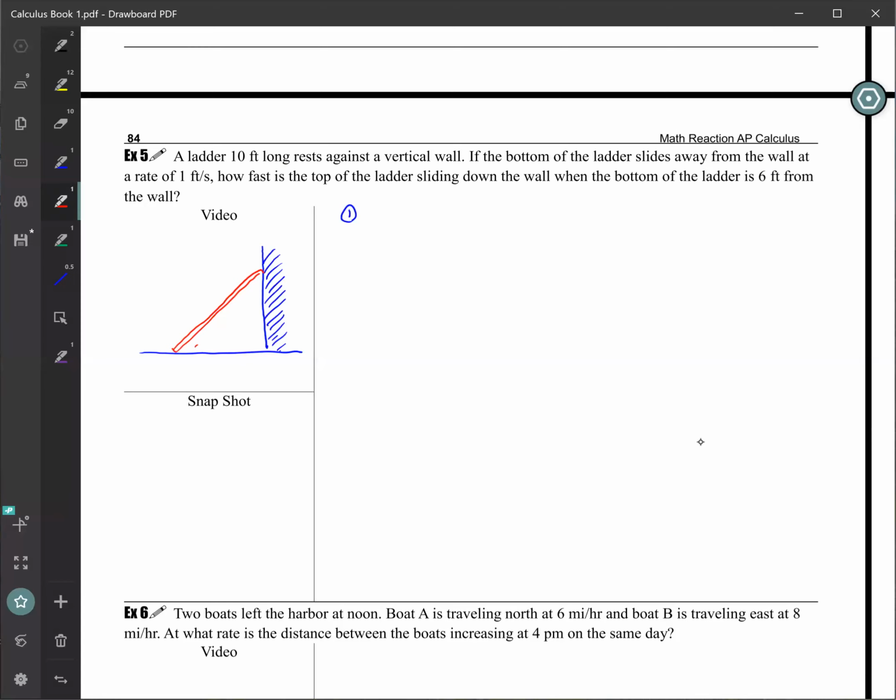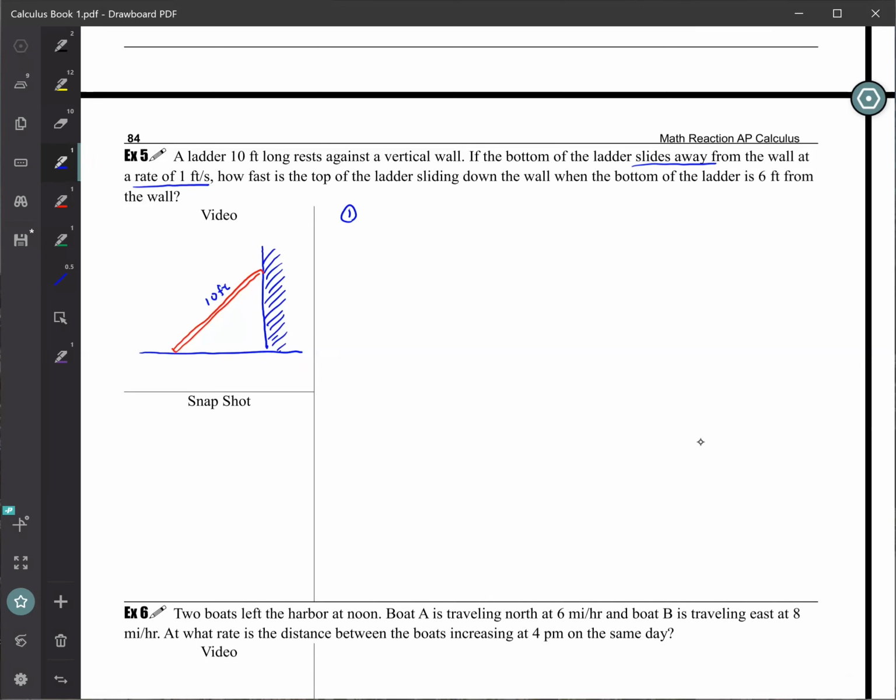Okay, I'm just going to make it 2D, so it's not too confusing, right? And then the ladder is 10 feet long, right? This one is never going to change, just like the container. It's never going to change, so you have to put it: 10 feet long. The thing that's changing, right? The bottom of the ladder is sliding away at the rate of 1 feet per second.